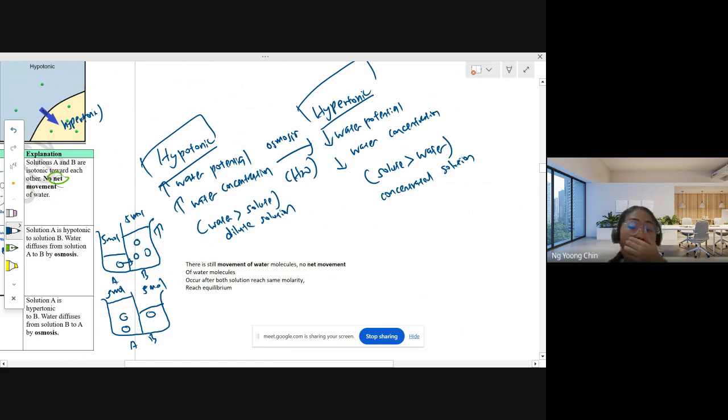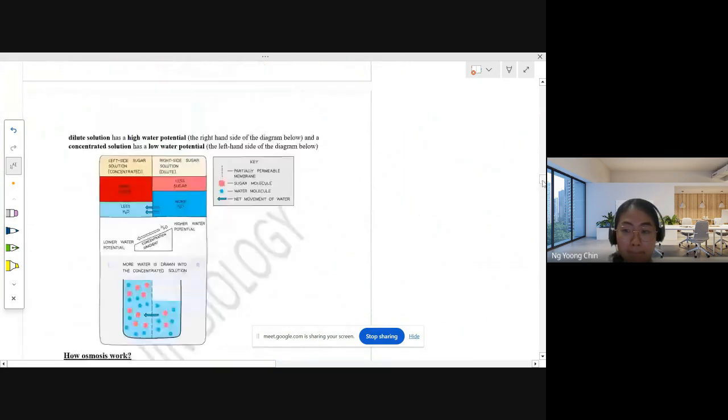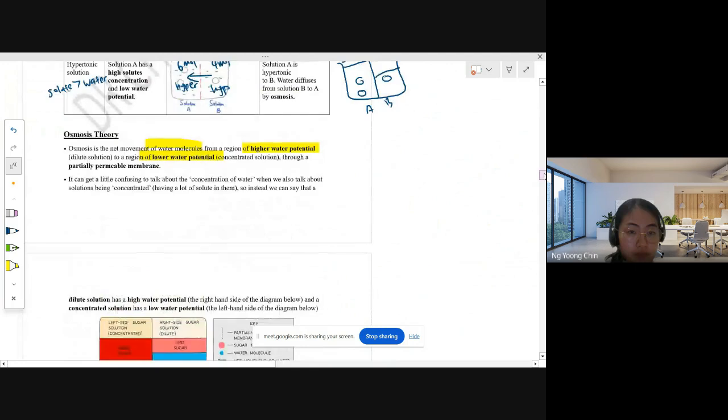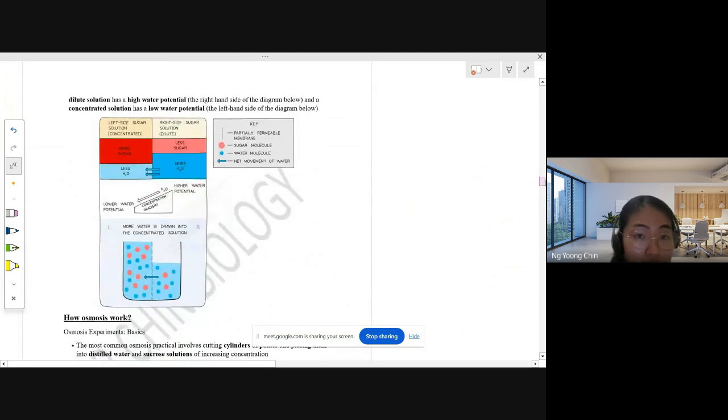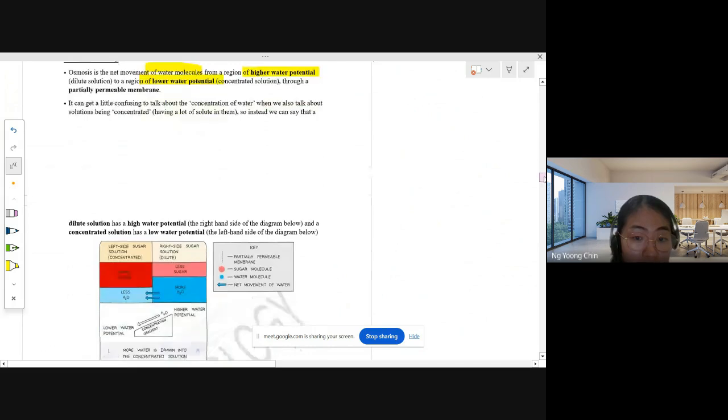So in the hypertonic, they always have a higher molarity. Maybe this is about 8 molarity, for example. Then this is about 4 molarity only. Yeah, that's all. You can read about it.